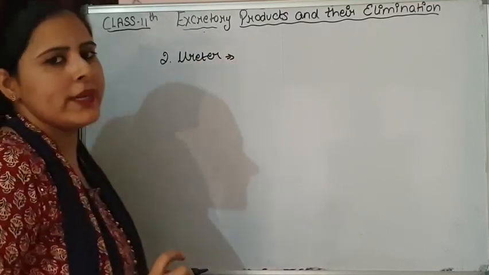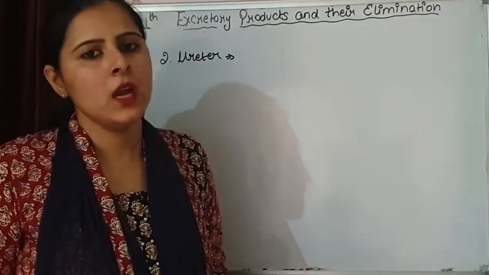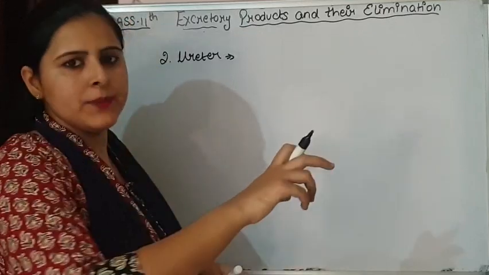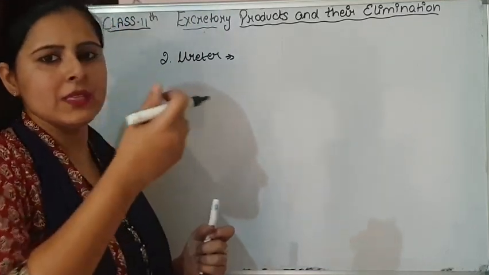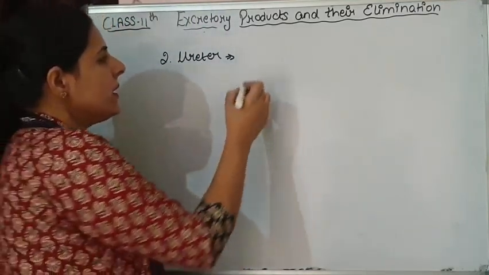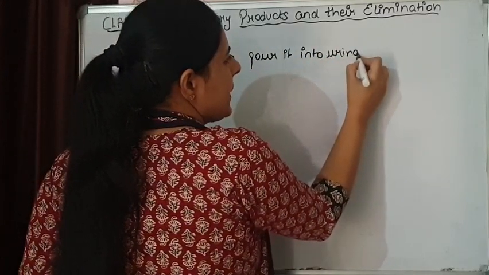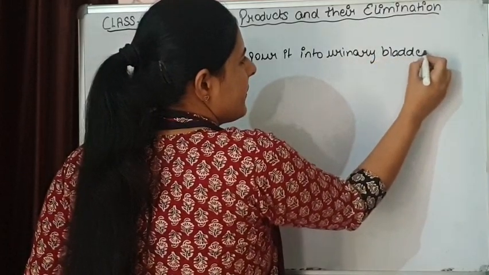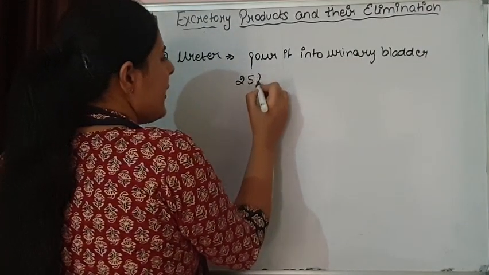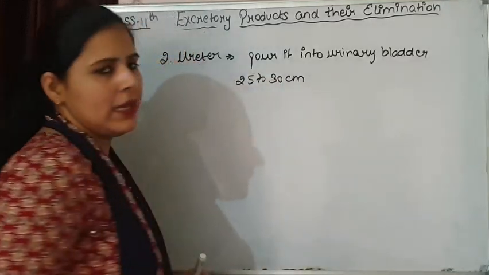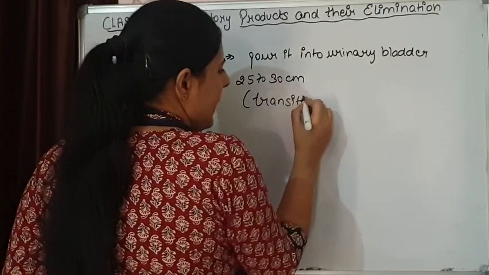Again, just like kidney, ureter are also present in pairs. So from each kidney, one ureter is coming out. It is coming out from the hilum and it is connected with the renal pelvis. So all the urine that is coming inside the renal pelvis is collected by ureter, and it is going to pour it into urinary bladder. This ureter is a tubular muscular structure of almost 25 to 30 centimeter in length, and ureter is mostly composed of transitional epithelium.